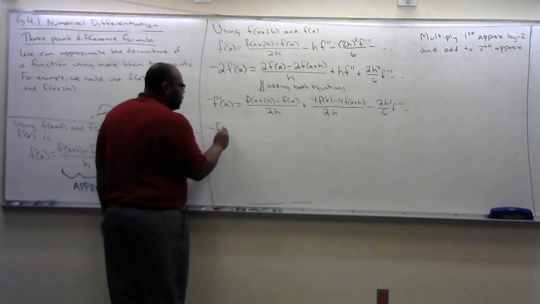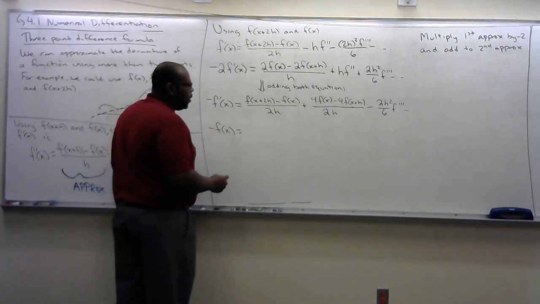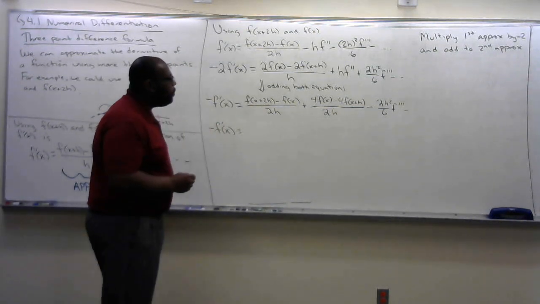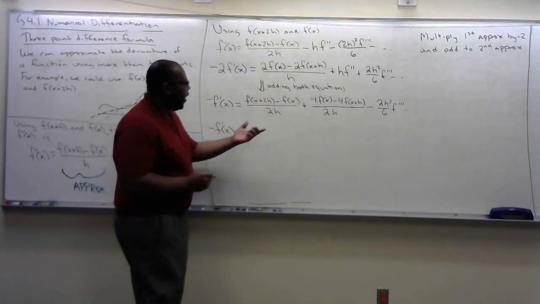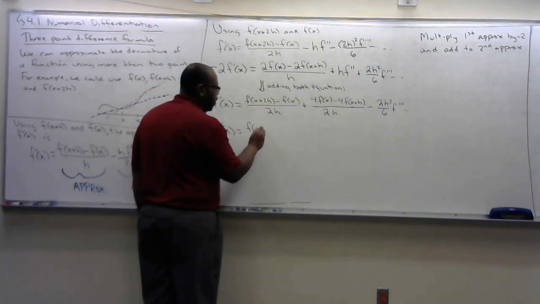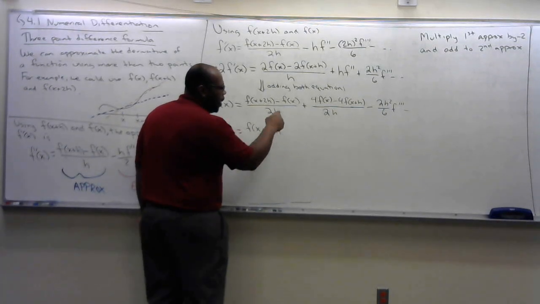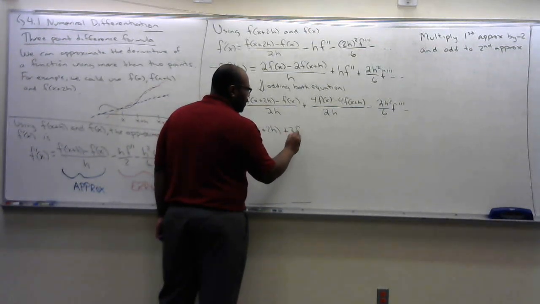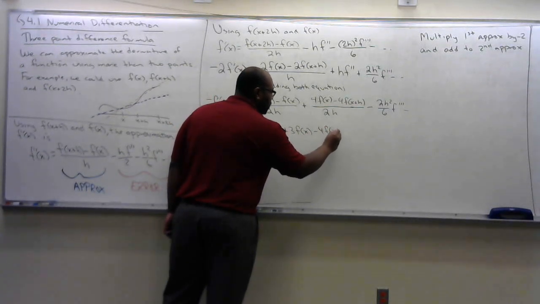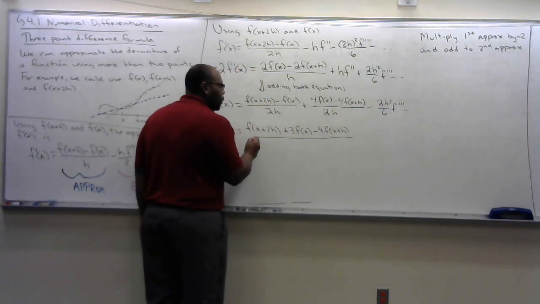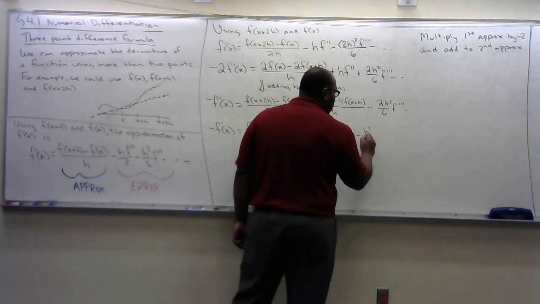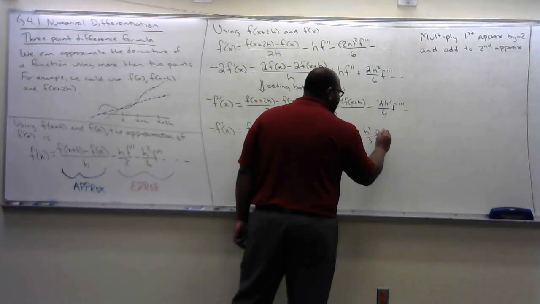Let's add these together. So I have negative f prime of x equals, when we look at it, if I add these together, this is f of x plus 2h. This becomes plus 3 f of x minus 4 f of x plus h, all over 2h. Minus, really, this is h squared over 3 f triple prime.